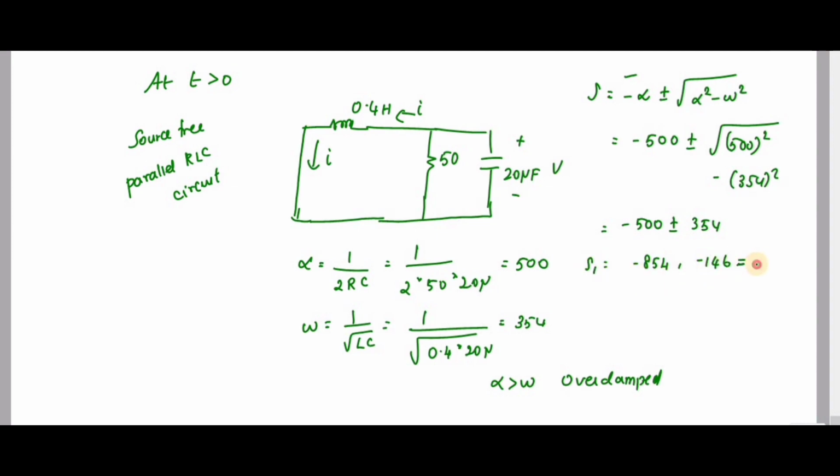So I have two values, right? S1 and S2. So since it is over damped, the formula for V of t, this is also a formula, V of t is equal to A1 e power S1 t plus A2 e power S2 t. So I have already found the value of S1 and S2. Okay, so you substitute that value. After that, I need to find the value of A1 and A2.